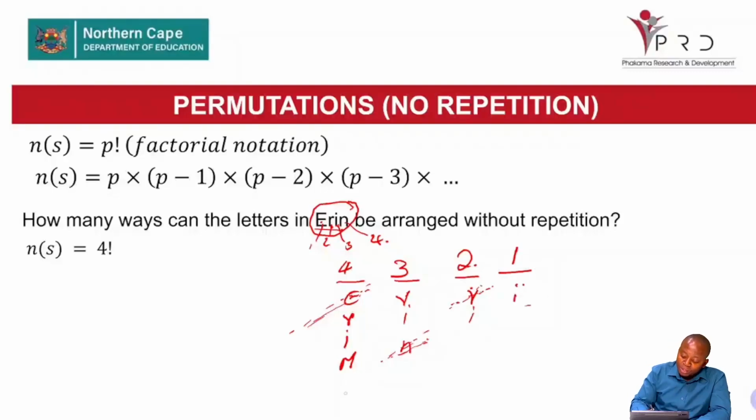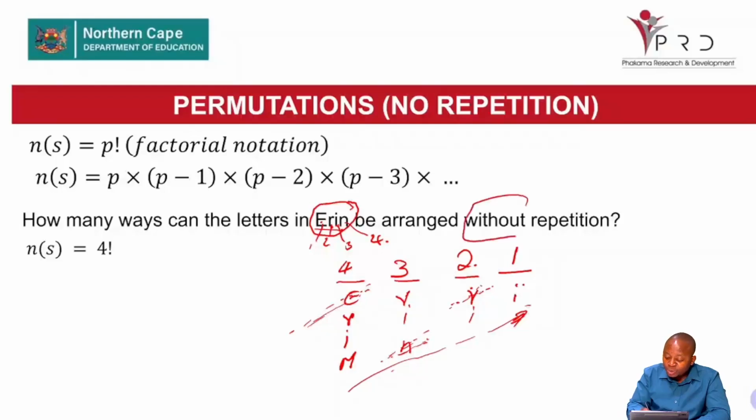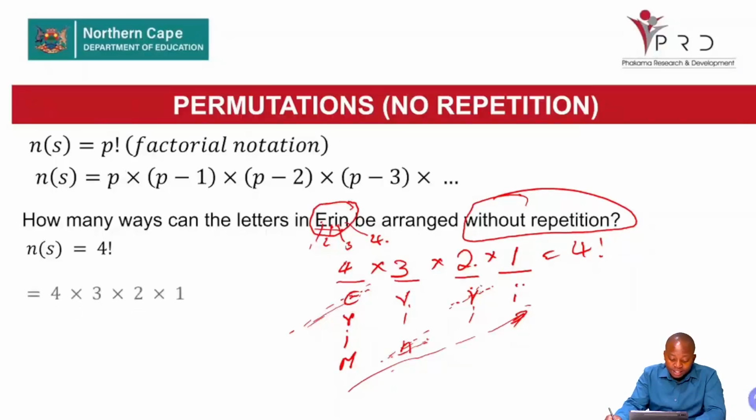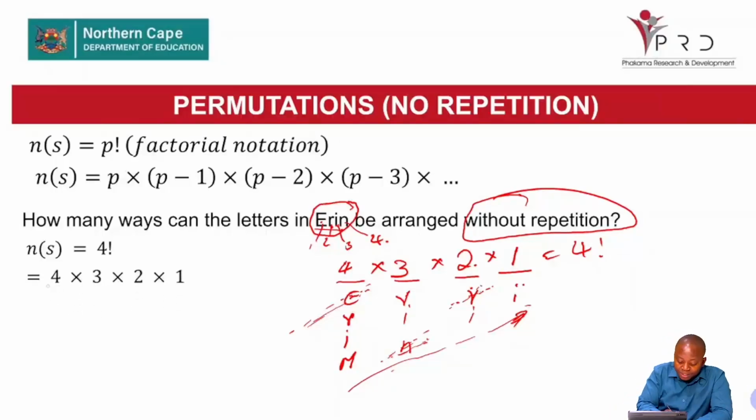So that's how a factorial notation works. If we can see, it is reducing, to show you that we are not repeating the letters. It is without repetition. So it is 4 factorial because it's from 4 until 1. So we can call that 4 factorial. It's going to be a multiplication of all of those numbers. So it is 4 times 3 times 2 times 1. Then we get the answer as 24.